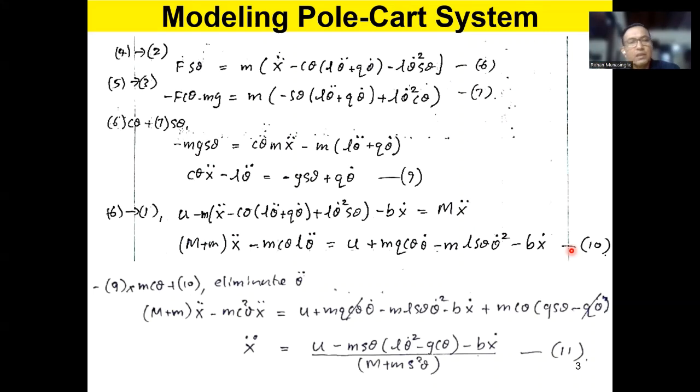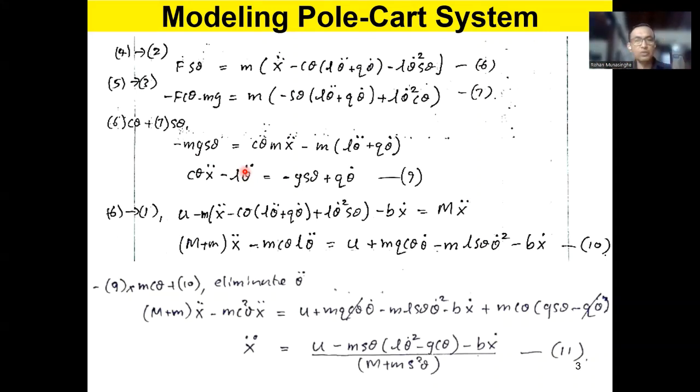But I don't think that there's any error here. Okay. So now what we do with equation number 9 and 10 is that we multiply equation number 9 with negative m cos theta, and add to equation number 10. So when you do that, this m cos theta term, which comes over here, the theta double dot term cancels out.